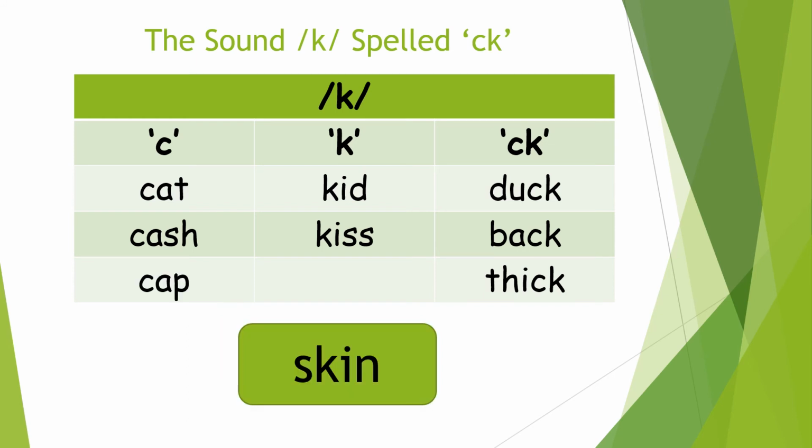Read this word. This is the word skin. Don't let this word trick you. Where does it belong in our chart? Notice that skin has a K. It doesn't have a CK, it doesn't have a C, only a K. So skin belongs in the K section of our chart.